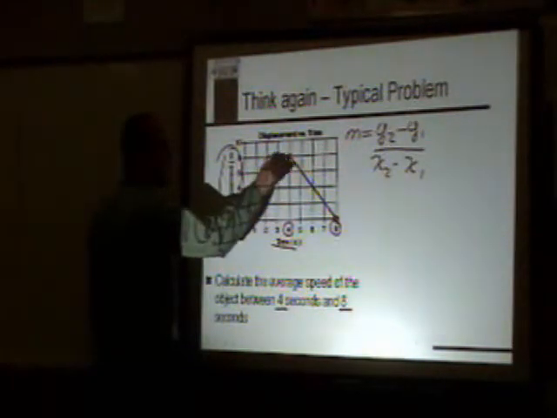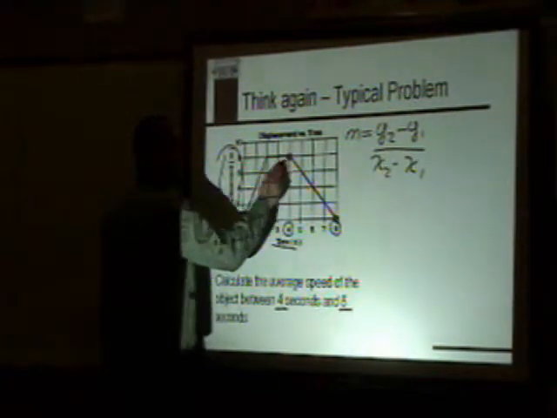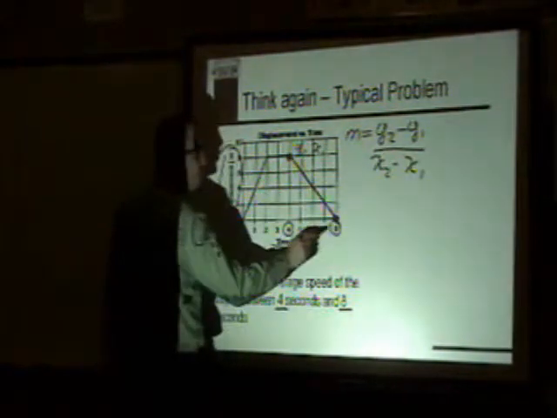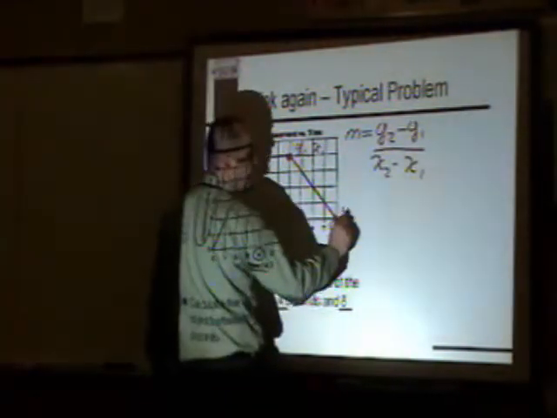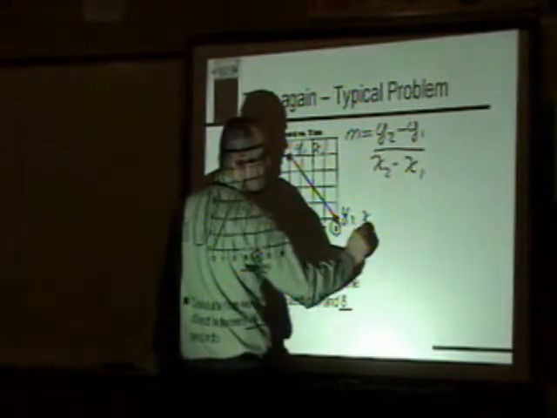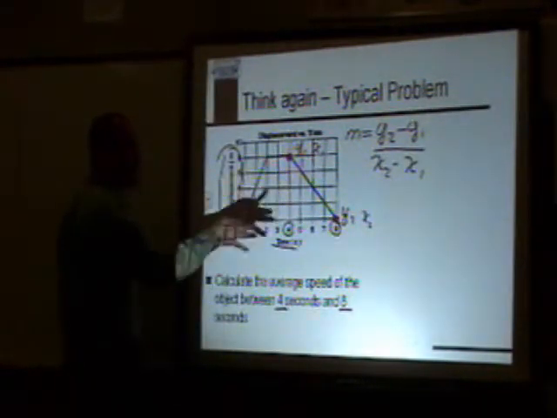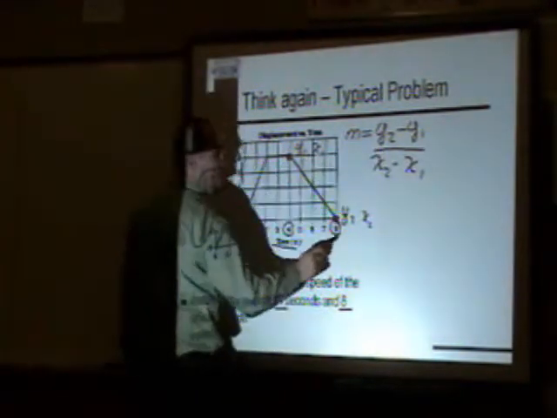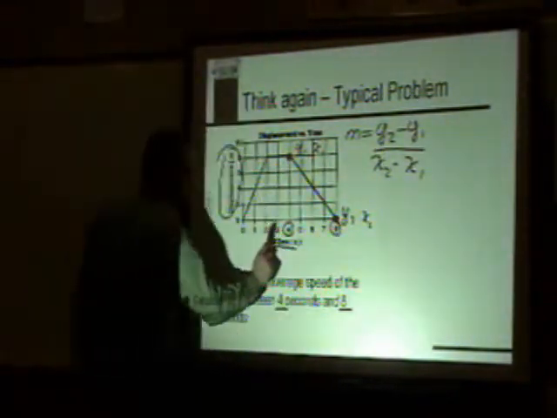Y-axis, right up here. Okay? This is where I'm starting, so I'm going to call this my y1 and my x1. And this is where I'm ending, so I'm going to call this my y2 and my x2. So now I just have to substitute whatever numbers I have here. Let's start with the y2. y2 is down here on my y-axis.